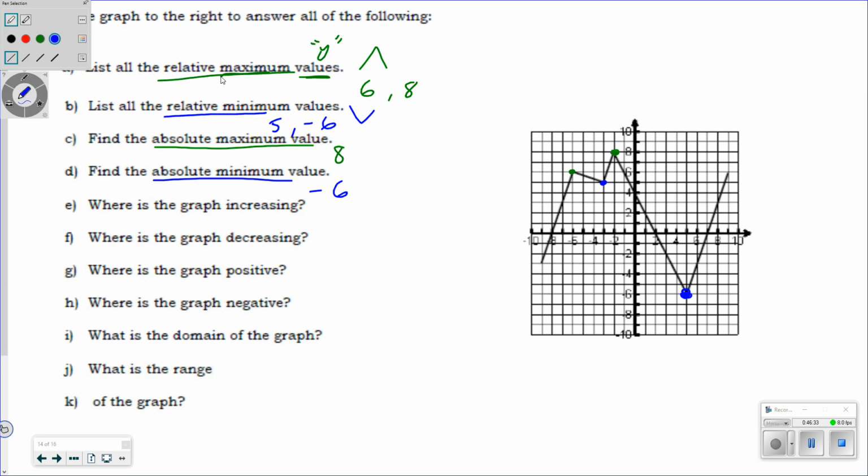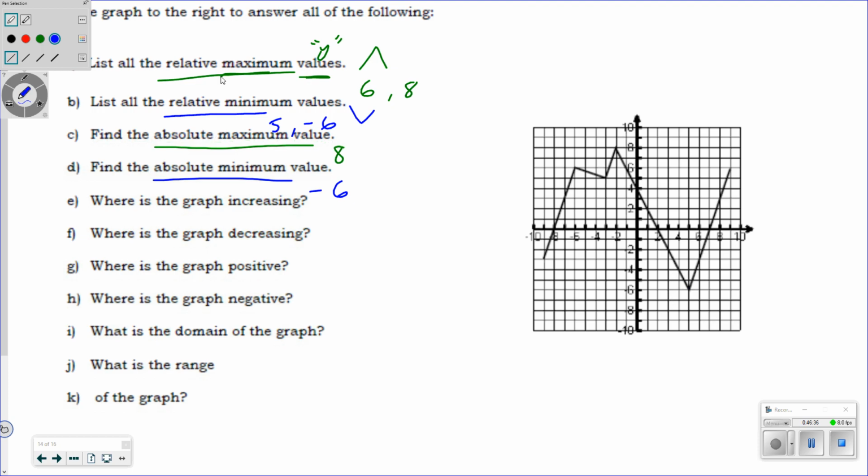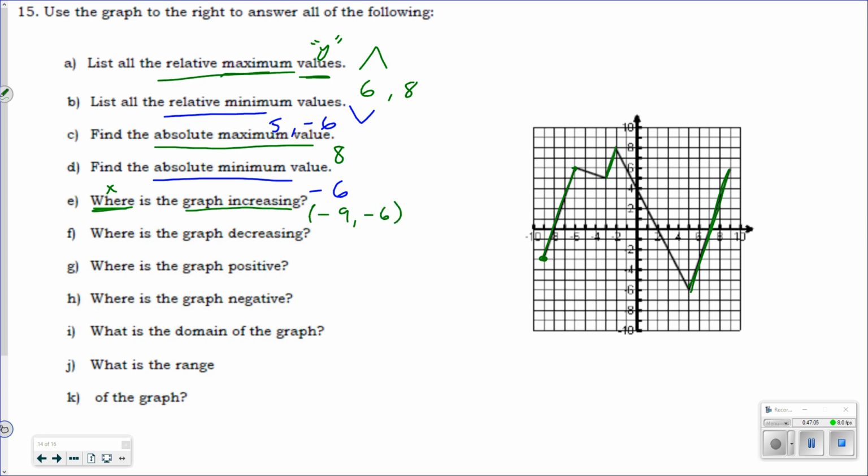All right, so now my increasing and decreasing, let's erase these points and look at it. So where's the graph increasing? That means when you read a graph from left to right, that's how you always read graphs, left to right, you want to see where my y is going up. So I'm increasing from here to here, right? This interval is going up, this interval is going up, and this interval is going up. So write that in terms of x, because if we say where, we're saying x. Where is it increasing? From -9 to -6. From -3 to -2. And from 5 to 9.